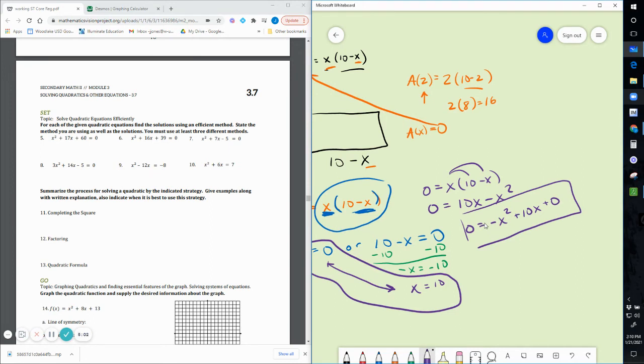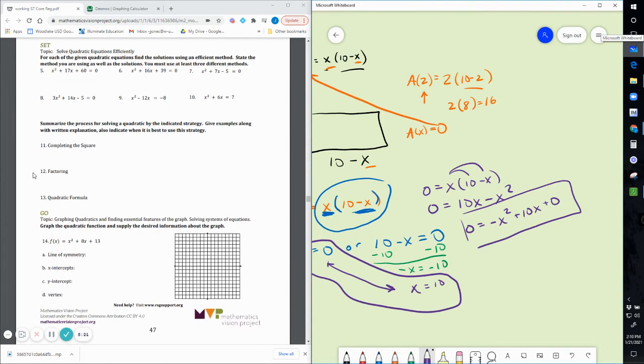And then number 11, 12, and 13, summarize the process for solving a quadratic by the indicated strategy. Go ahead and just cross off number 11, completing the square. You're just going to do 12 and 13. Those are the ones we're working on. It says summarize the process. So basically, in your own words, in complete sentences, type it if you want. Tell me the process for factoring and the process for using quadratic formula. And it says also indicate when it is best to use this strategy. So I should see a few sentences for number 12 and a few for 13, right?